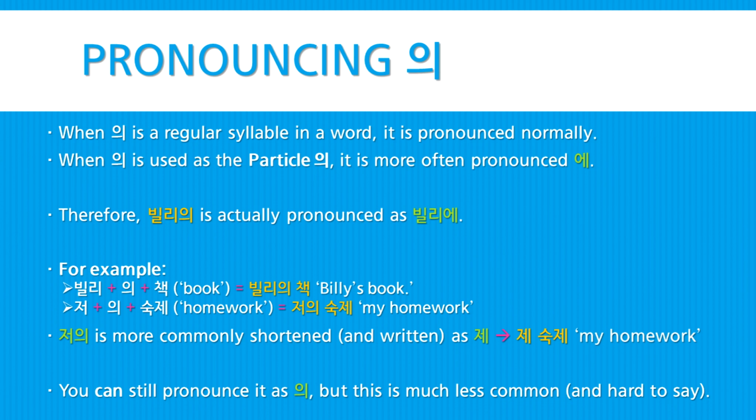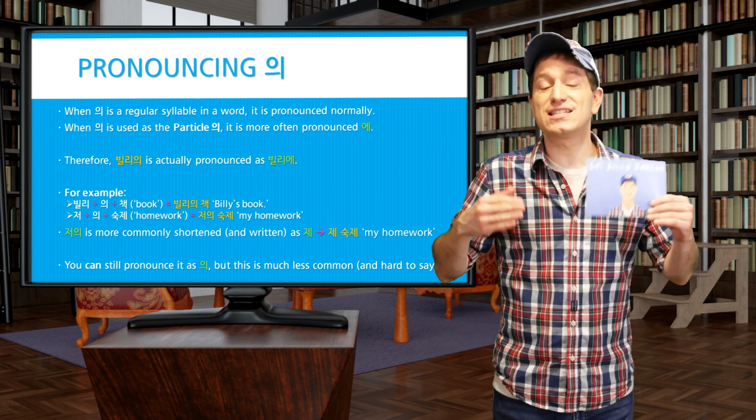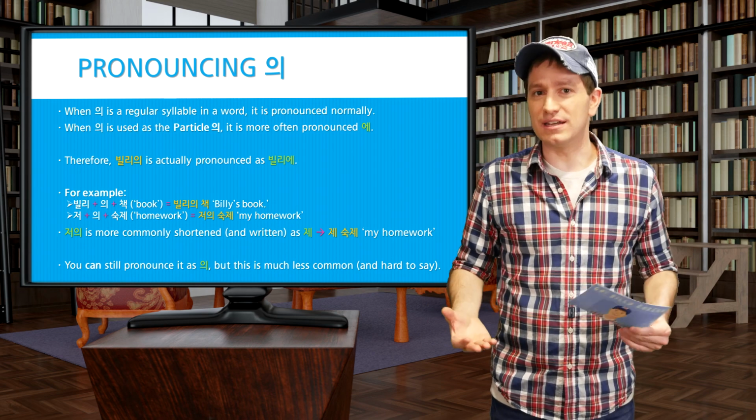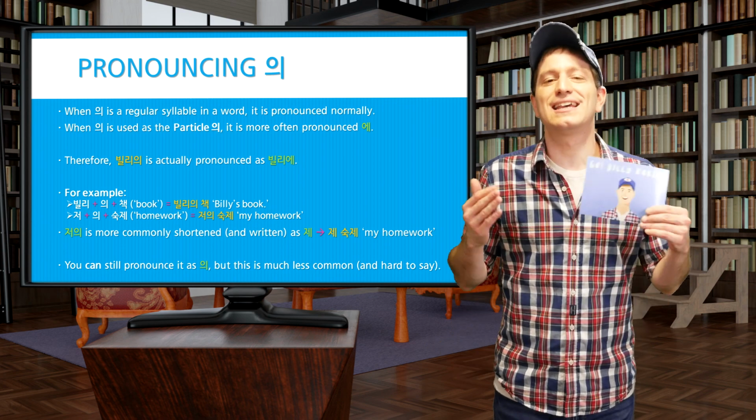For example, 빌리의 책, Billy's book, 저의 숙제, my homework. Note that 저의 is actually more commonly shortened and written as just 제. 저의, 제 숙제. Now, you can still pronounce it as 의 even when it's used as this particle, but it's much less common. More often, you'll just hear it as 에.